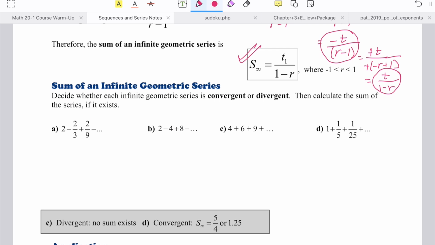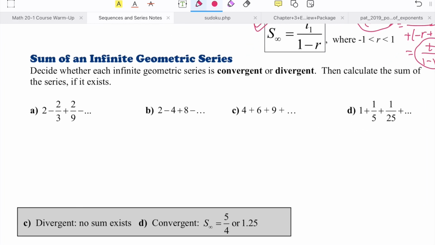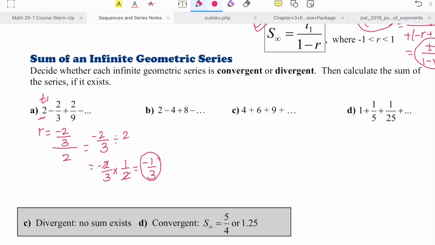So it's given to us that there is a series that's starting at 2, then -2 over 3 plus 2 over 9. T1 is 2. Ratio will be -2 over 3 over 2, because Tn over Tn minus 1. So we have -2 over 3 divided by 2, which is just -2 over 3 times half. Keep, change, flip, right? This cancels and we have -1/3. Okay, so that's our ratio.